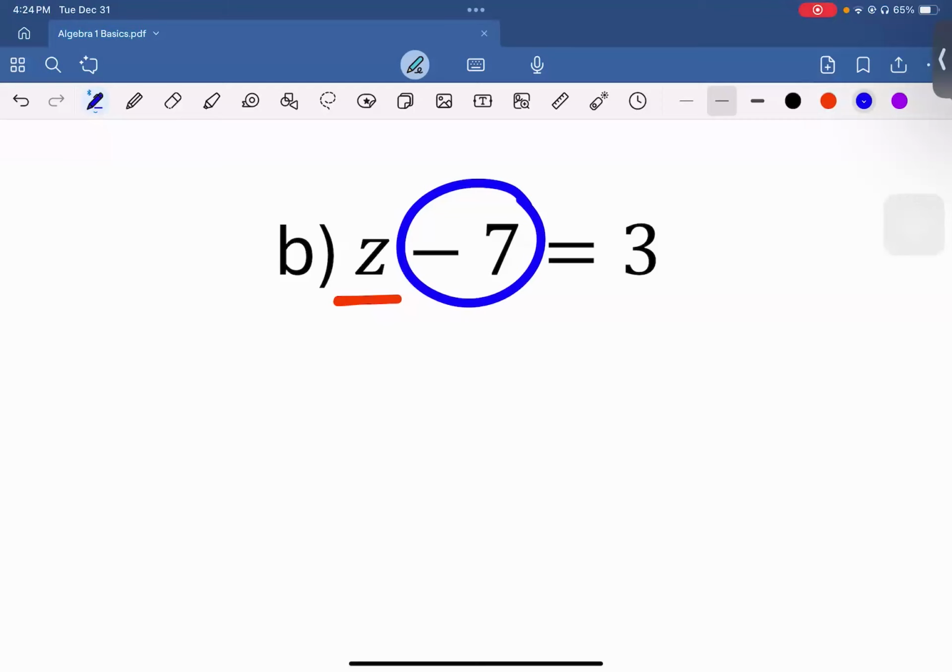And it's that -7 that's in the way. So I'm going to circle -7. I'm going to draw my arrow to show that I'm transposing to the other side. And because this is a negative, the opposite is going to be positive. So I'm actually going to add 7 to both sides.